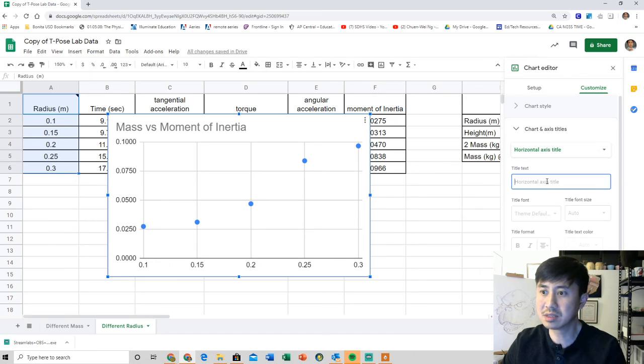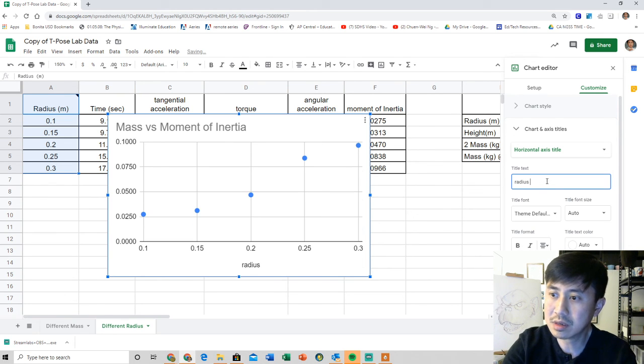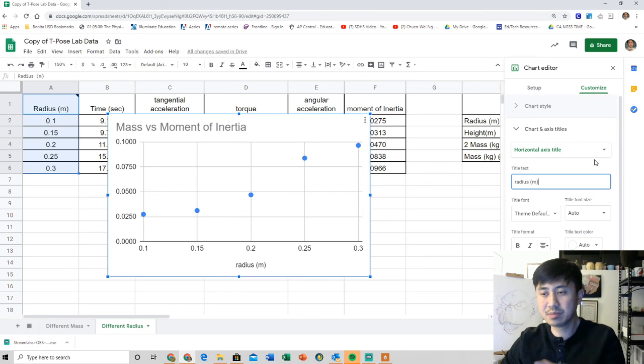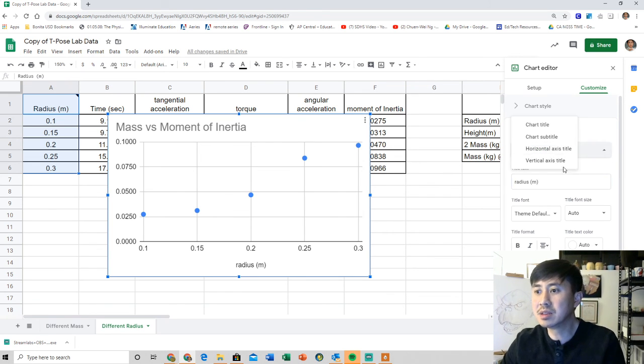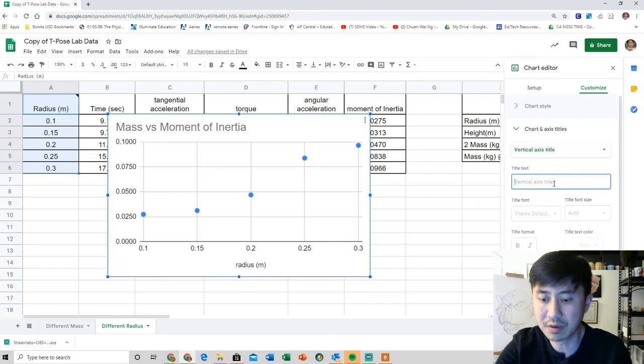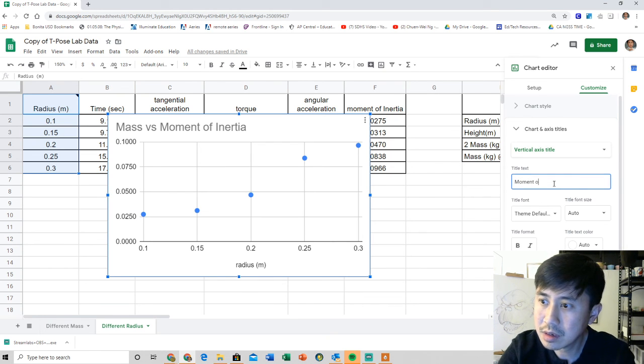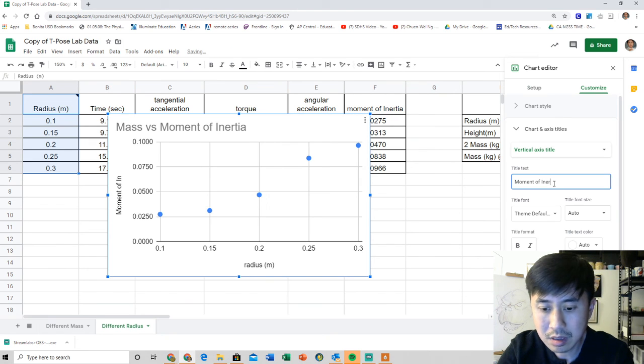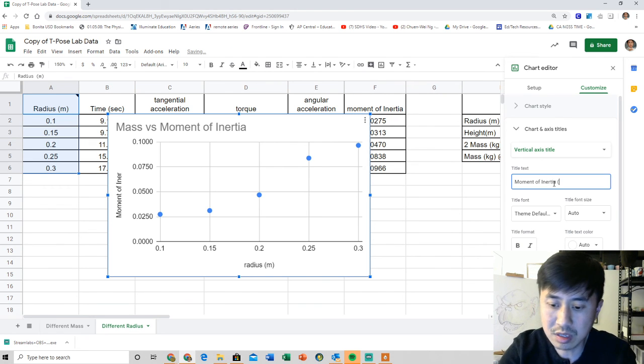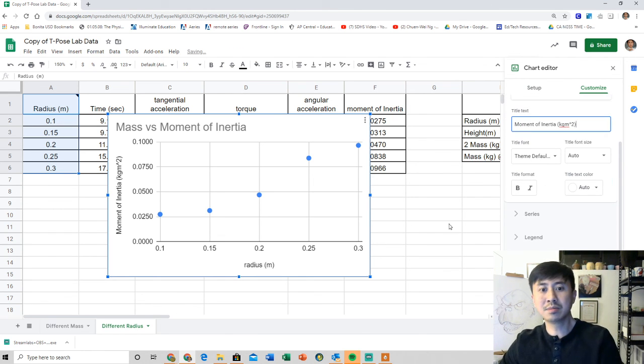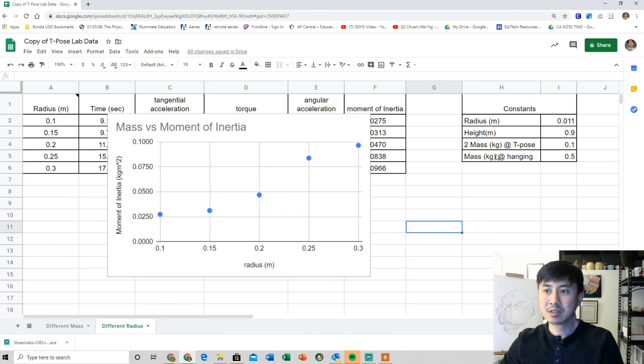The horizontal axis, this was our radius, right? This was in meters. It doesn't really matter. It's not like, yeah, it's the radius. And then the vertical axis, this is our actual moment of inertia. If you want to put units, it'll be kilograms times meters squared. Okay, good, awesome. So, oh, sorry.